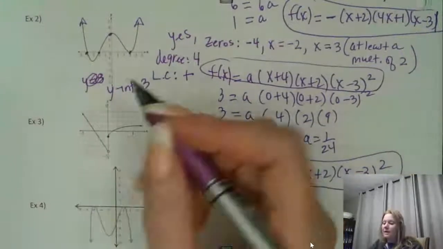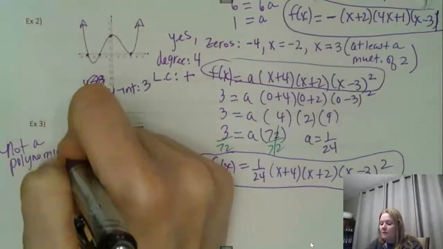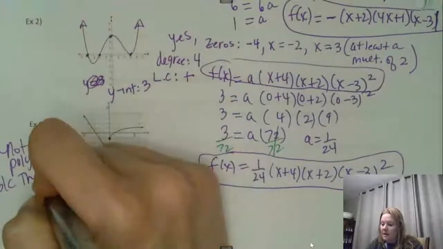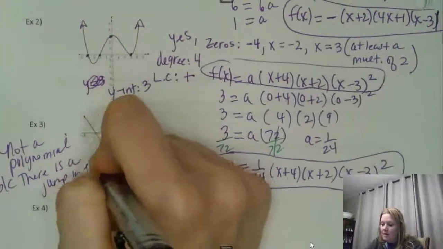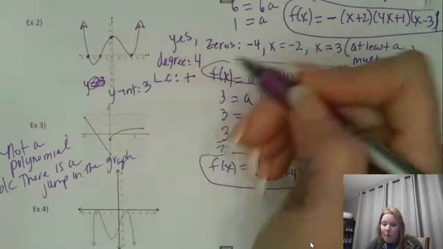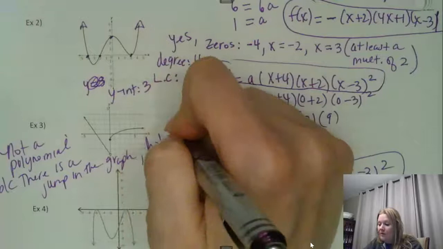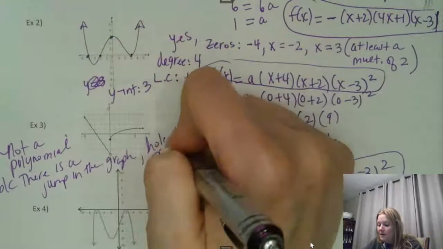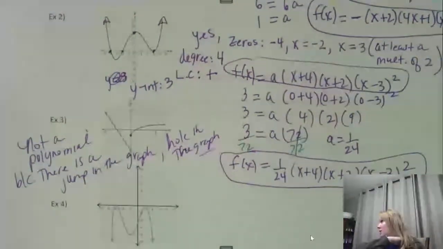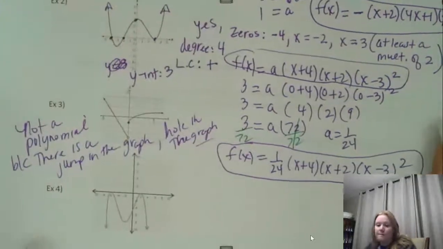Now, example 3 here, I could just say not a polynomial because there is a jump in the graph. Or I could talk about the hole in the graph, jump in the graph, hole in the graph. Those would all make this not a polynomial function. Right? We saw our rational functions would have holes in them. That was one place where we saw holes in the graph.